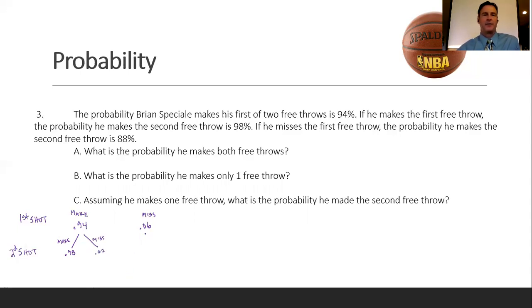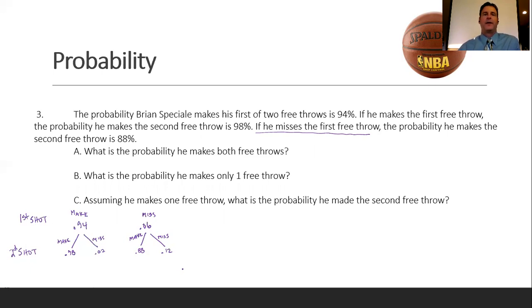Further, he could miss the first one, but make the second one. And that happens sometimes. If he misses the first, as you see right here, the probability that he makes the second is not as high. It's only 0.88. And again, the probability that he misses is 1 minus this, which is 0.12.